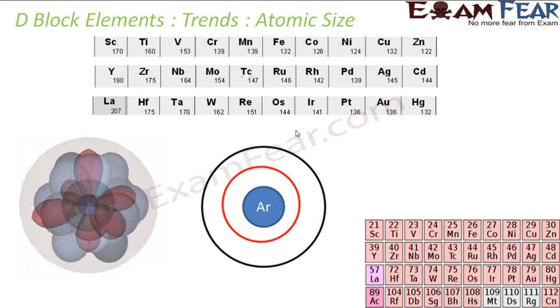Now let's talk about the atomic size. If you see the atomic size trend, the atomic radius decreases and then increases. If you see from here to here, it decreases, and then again it decreases, again decreases, again decreases. But after this, there is the increase. Here also, 195 to 175 decrease, 175 to 164 decrease, 154 decrease, 147 decrease, 146 decrease, 142 decrease, 139 decrease, and then again increased. Same thing here, it decreases and then increases. The question is why? Why is this trend?